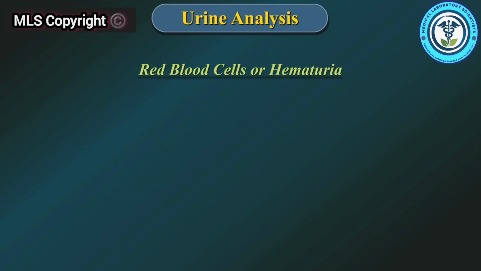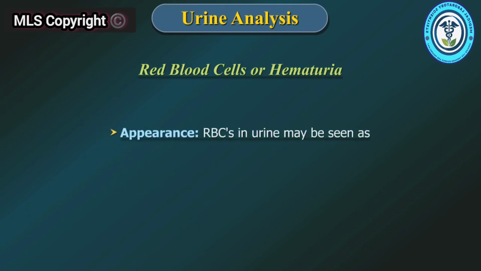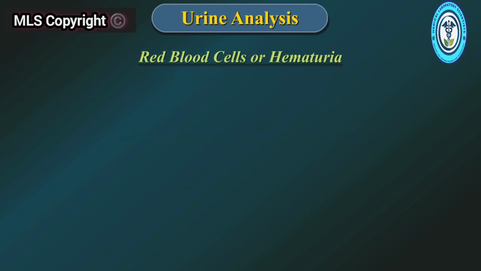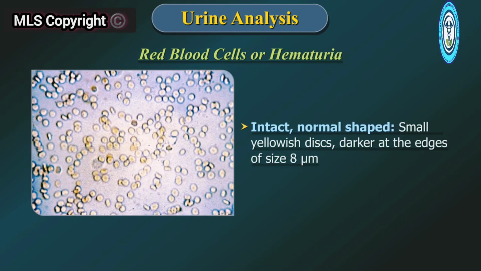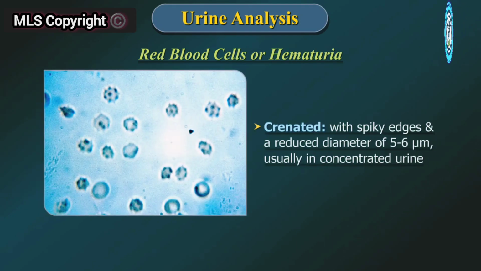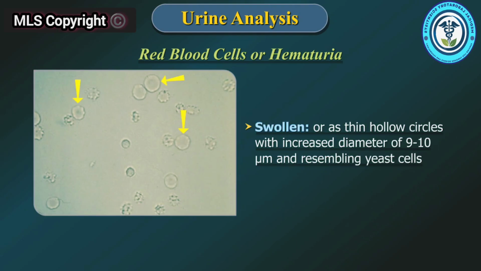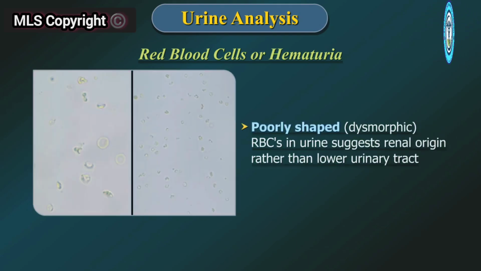Red blood cells or hematuria. Appearance: red blood cells in urine may be seen as intact, normal shaped, small yellow discs darker at the edge of the size 8 microns; crenated with spiky edges and reduced diameter of 5 to 6 micron, usually in concentrated urine; or swollen, as thin hollow circles with increased diameter of 9 to 10 micron, resembling yeast cells. Dysmorphic RBCs or poorly shaped RBCs in urine suggest renal origin rather than the lower urinary tract.